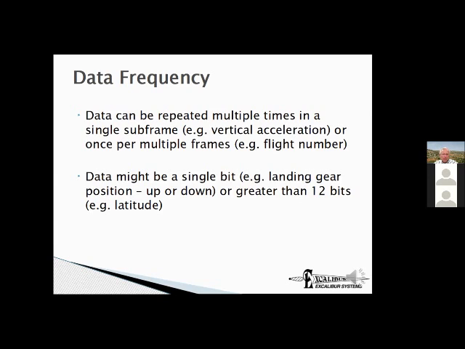Okay, so landing gear position only needs 1 bit. Latitude, depending on what precision I want, will probably need 24 bits. So the 12 is just the size of a word, not necessarily the size of an engineering unit.